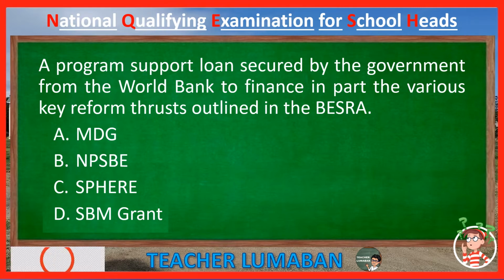The correct answer is letter B, ENTSB. ENTSB is a program support loan secured by the government from the World Bank to finance in part the various key reform thrusts outlined in the BISRA.